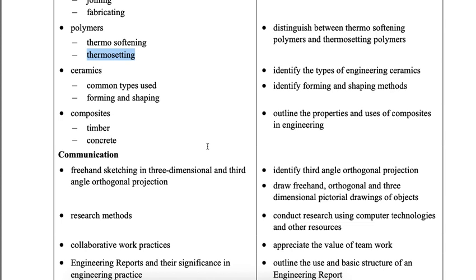The other one is polyurethane. Polyurethane is used in things like fake leather and foam. Okay, so that's a comprehensive list of polymers. I will post some more stuff up about that, but for the moment that will get us out of trouble.